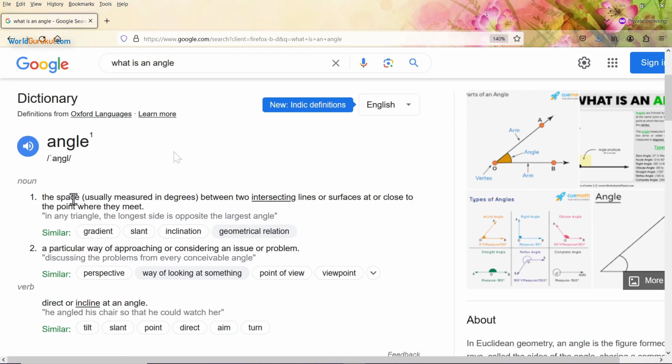Angles, as per the dictionary, it is the space between two intersecting lines or surfaces at or close to the point where they meet. So this is one line that's drawn from O to A, O to B, and this intersection. This is called angle, and this is measured in degrees.